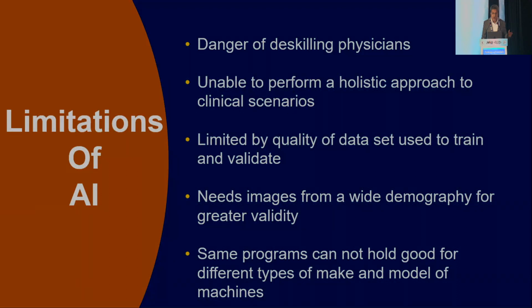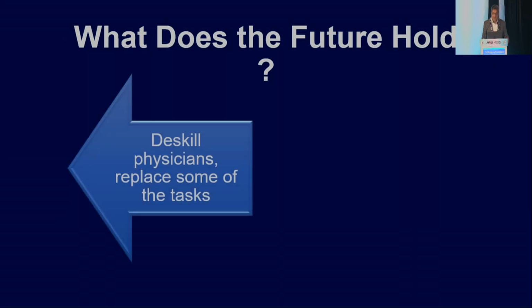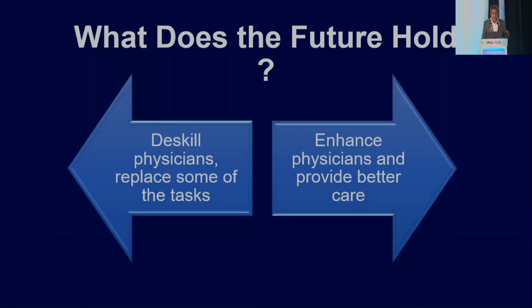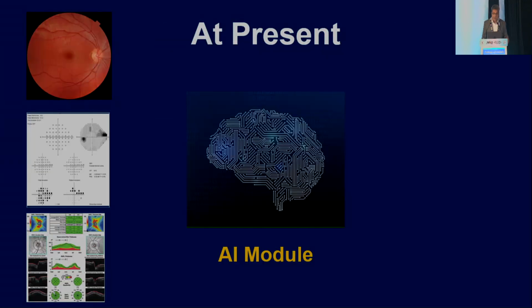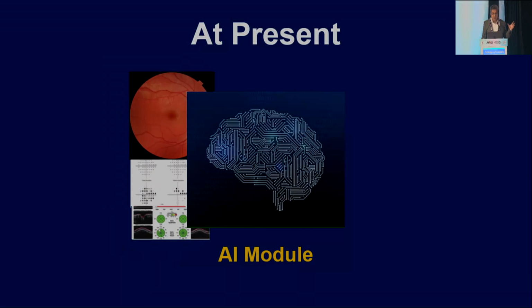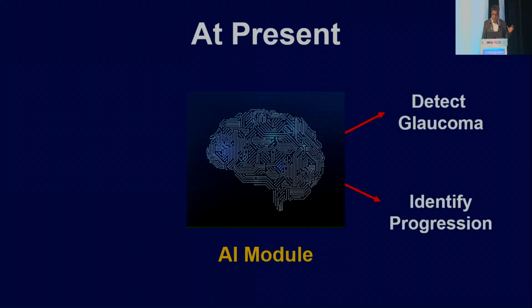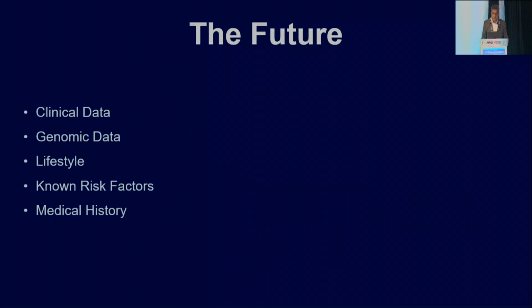So there are a lot of limitations. I said if you put garbage in, you will get garbage out. Now we are concerned about whether it is going to de-skill us. Now we are going to be worried about artificial intelligence in the future. But I think we are at a kind of crossroads. But we really believe that it's going to enhance physicians and provide better care. At this point in time, if you put all this data properly inside, you will be able to detect glaucoma and to identify progression. But the future is so bright.